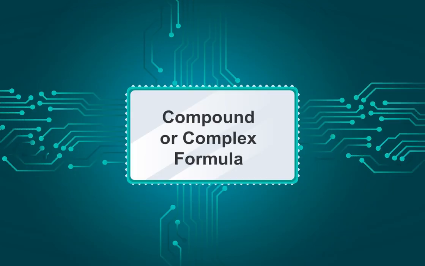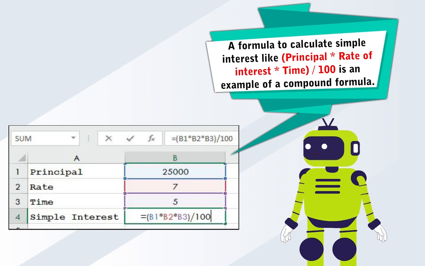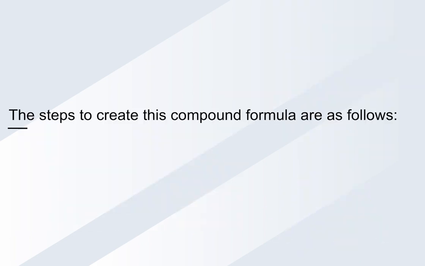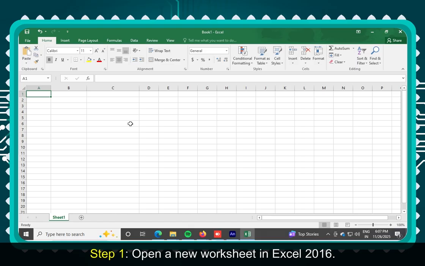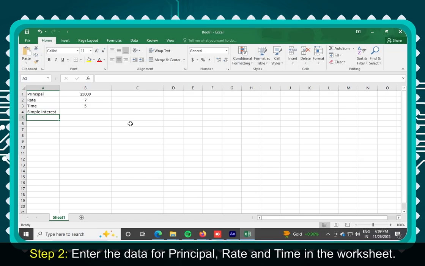Compound or complex formula. Compound formula, also known as complex formula, contains more than one operator. A formula to calculate simple interest like principal into rate of interest into time divided by 100 is an example of a compound formula. The steps to create this compound formula are as follows. Step 1. Open a new worksheet in Excel 2016. Step 2. Enter the data for principal, rate and time in the worksheet.